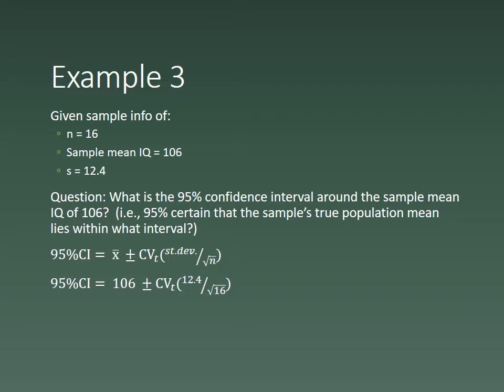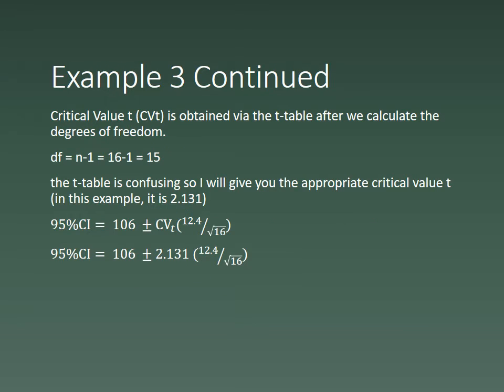So we fill in our formula. We have our mean value of 106 plus or minus the CVT, T because it's under 30 individuals. We only use a z-score if we have 30 or more, and this T is because we have under 30. Standard deviation was 12.4 divided by the square root of the sample size. That's all the same. Now we go to the CVT. This is obtained via that t-table after we calculate degrees of freedom. So degrees of freedom for this example is the sample size minus 1, or 16 minus 1, which comes out to 15.